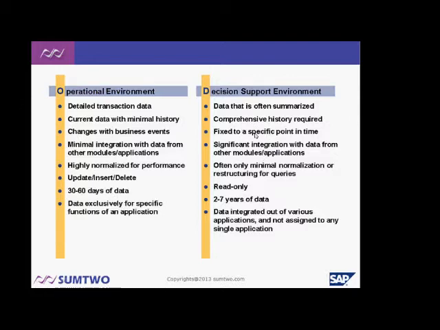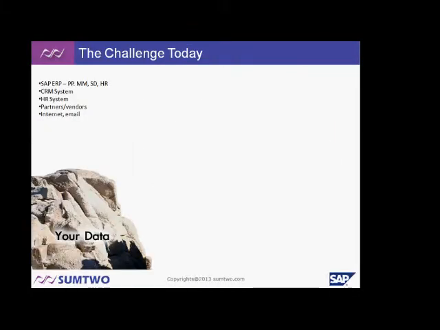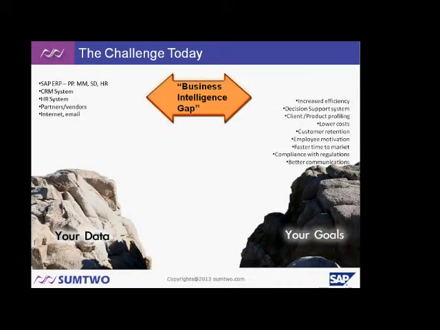Here you can see the properties of OLTP data listed on the left hand side, as opposed to the properties required for the analytical data. So in short, there is a gap which exists between the OLTP data and our overall goals for the business in terms of improving efficiency, etc. And this gap is called the business intelligence gap, which is exactly what the SAP products HANA BI and BO try to address.